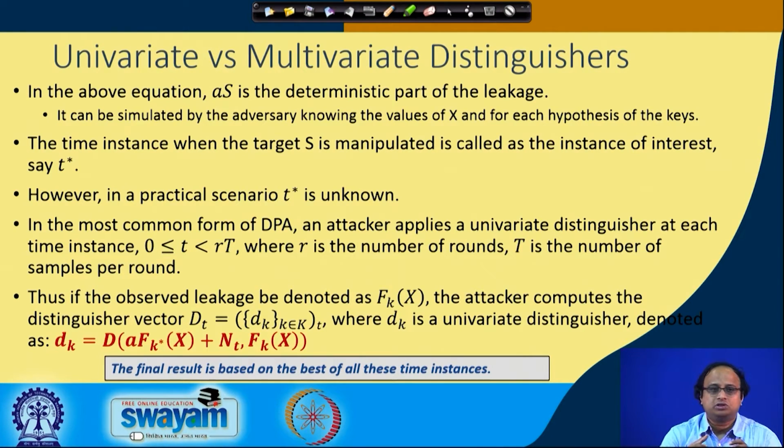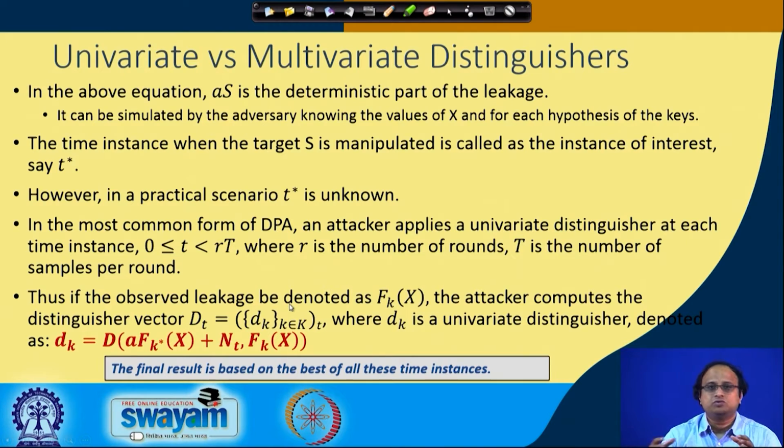Note that for most practical cases we do not know the value of T star. So in the most common form of DPA, which is most practical, and as we have seen even in the context of CPA and difference of means based DPA, an attacker applies a univariate distinguisher at each time instance.